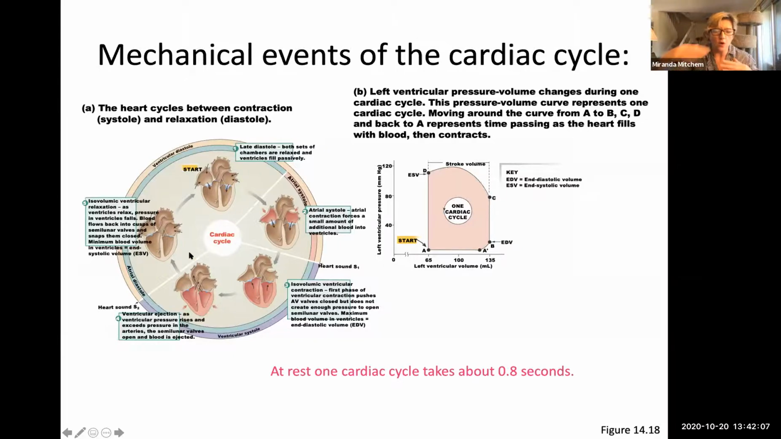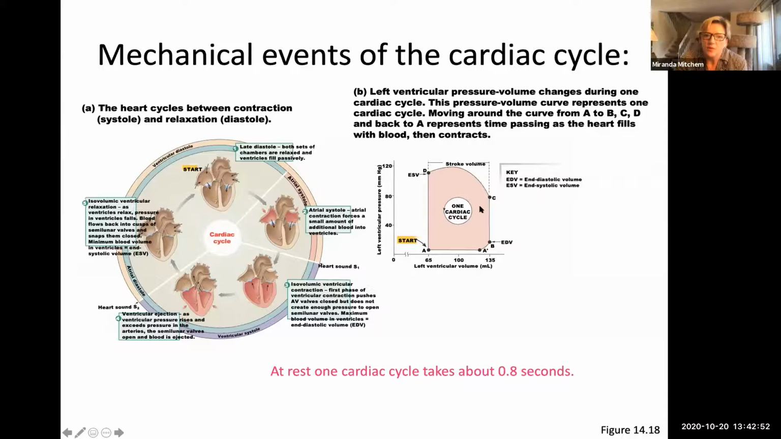So we have an overlap in events between the atria and the ventricles, which again makes it a little bit difficult to differentiate very specific events on the EKG. But nonetheless, it's an incredibly powerful diagnostic tool, and a lot of great information can come out of it. So at rest, a cardiac cycle is about 0.8 seconds. So think about our average heart rate, right? 60 seconds in a minute, but the cycle takes about 0.8 seconds. So you would expect our heart rate to be over 60.